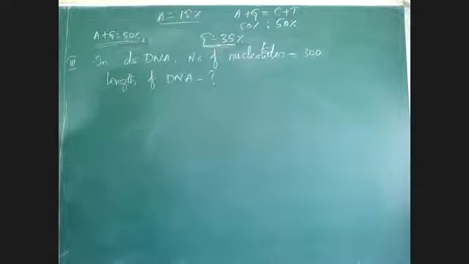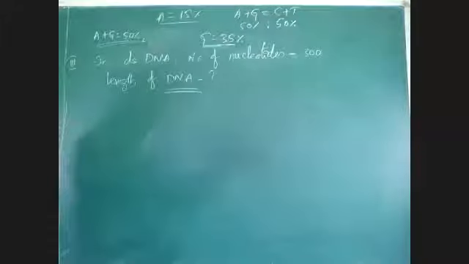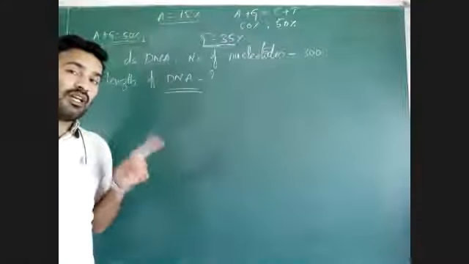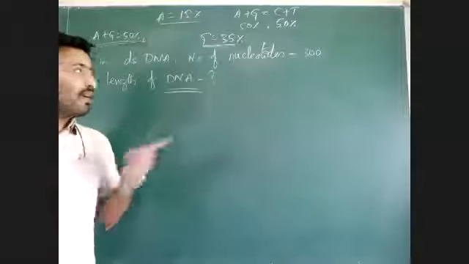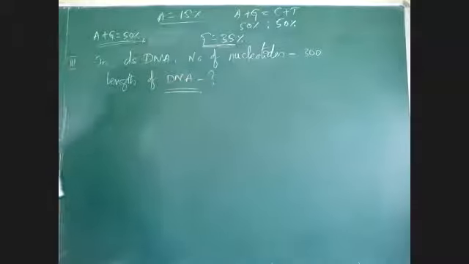What is the length of DNA? Wow, very good answer, Pulsar Vairmuthu. He is saying 2.2 meters, sir. Right. I am not asking total length of human DNA. I am asking the length of DNA which has 300 nucleotide pairs. 300 nucleotides.